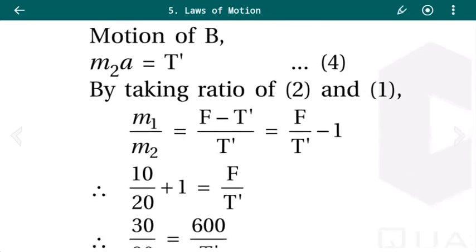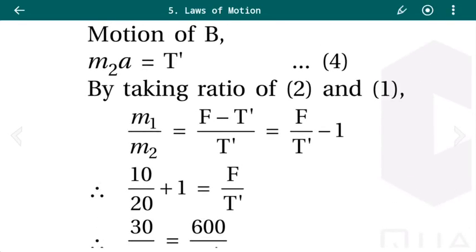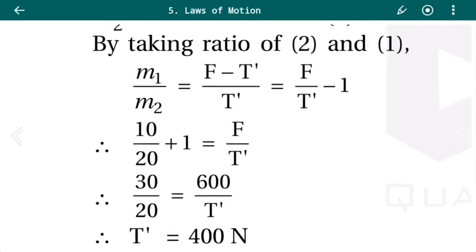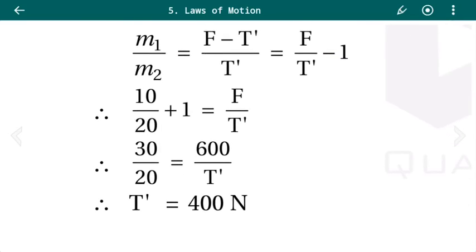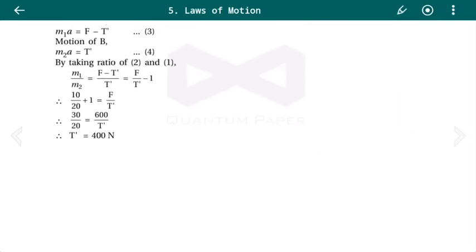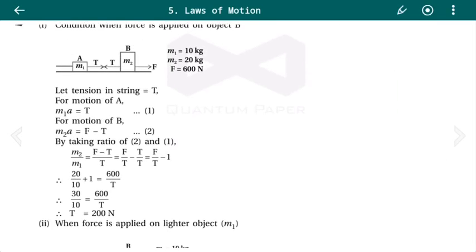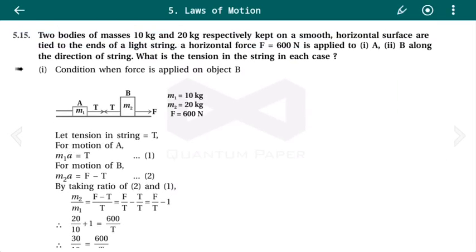So by taking the ratio of 2 and 1, we get M1 upon M2 equals F upon T dash minus 1. Taking this minus 1 to this side, it becomes plus 1. So 10 upon 20 plus 1 equals F upon T dash. So 30 by 20 equals 600 upon T dash. So T dash equals 400 Newton. So this is the tension in the string in each case. So students, you may copy down this numerical.